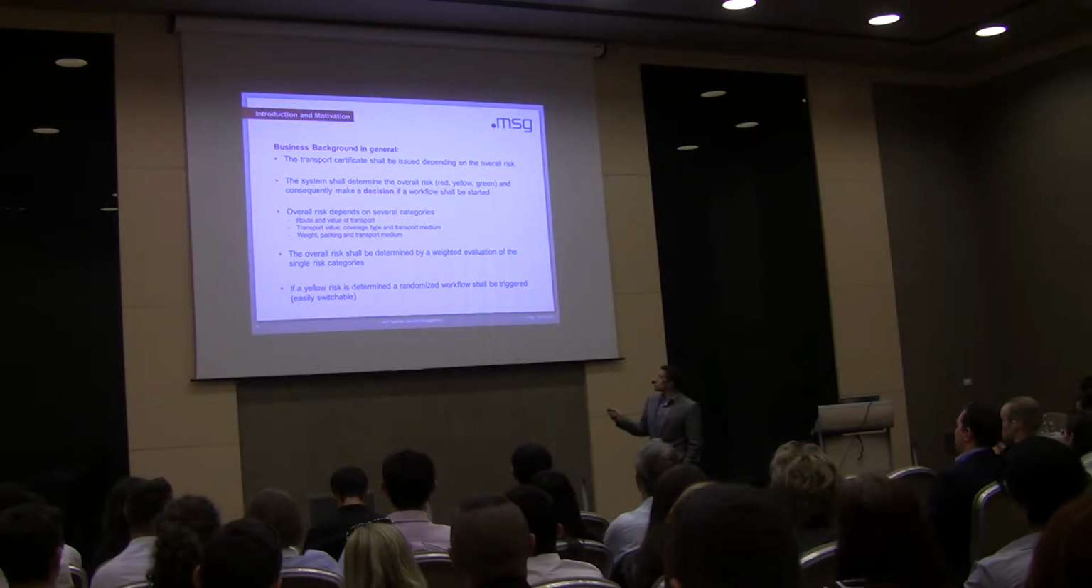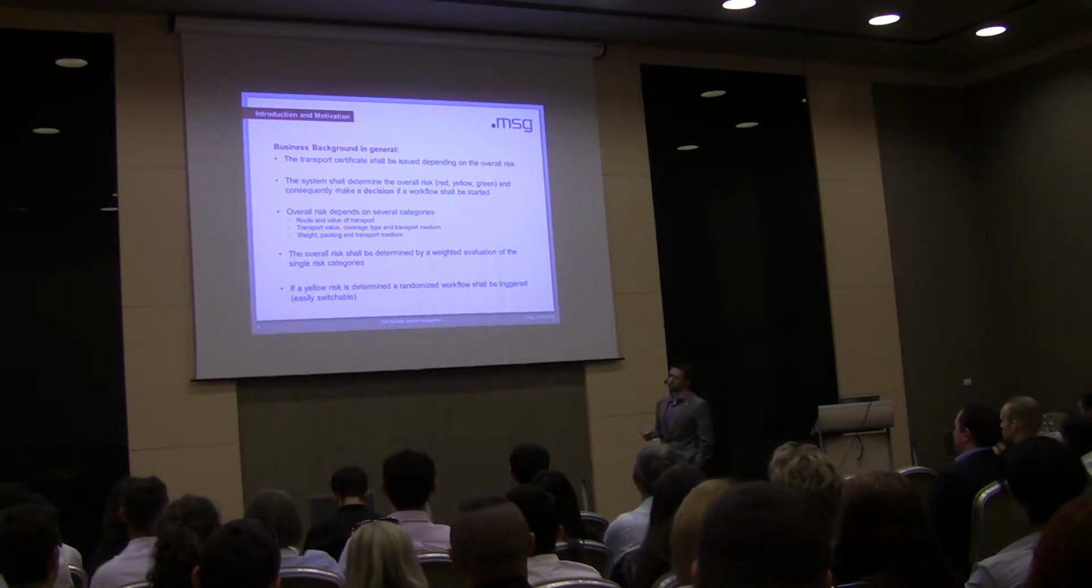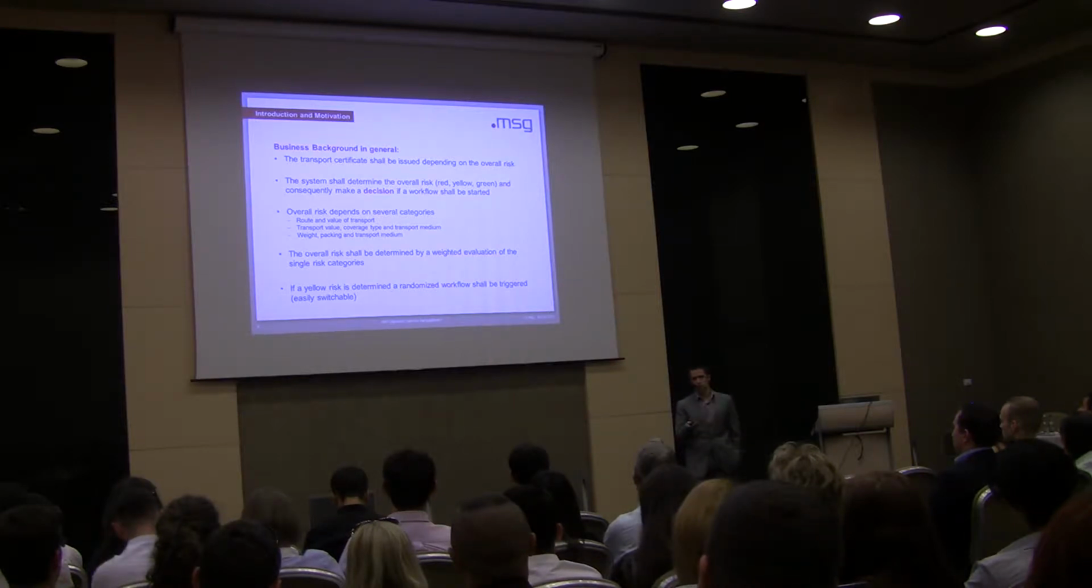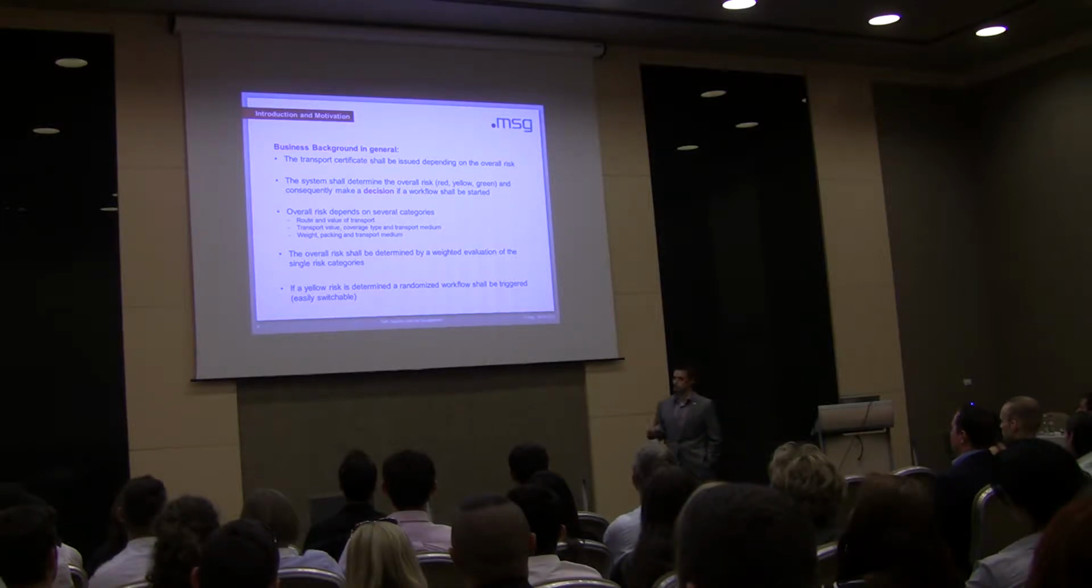And, well, usually when you make a decision, it's not black and white. There are some intermediate shades of gray in between, and these are the yellow risks. The yellow risk is where business is not sure if it's good to issue the certificate or not. So in order to get some insight, if we have a yellow risk, usually the transport certificate is issued, but on some randomized decision, the workflow shall be triggered. And this shall be easily switchable within the system.